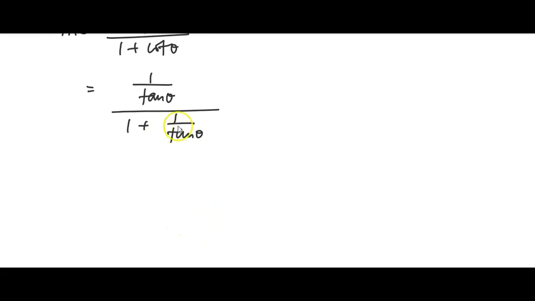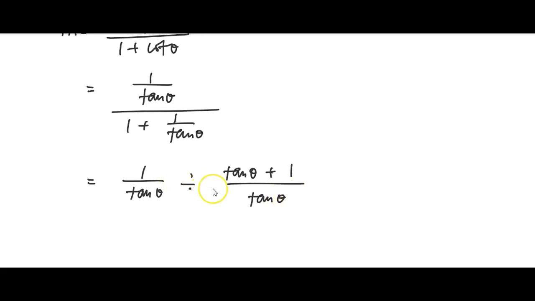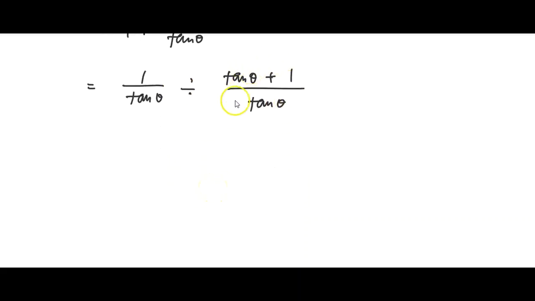Okay, then I'm trying to equate the denominator for this. That is 1 over tangent. The numerator I just put down here and divided, equating the denominator for the denominator here. That will be tangent theta plus 1 divided by tangent theta. And here you see a fraction divided by a rational expression.